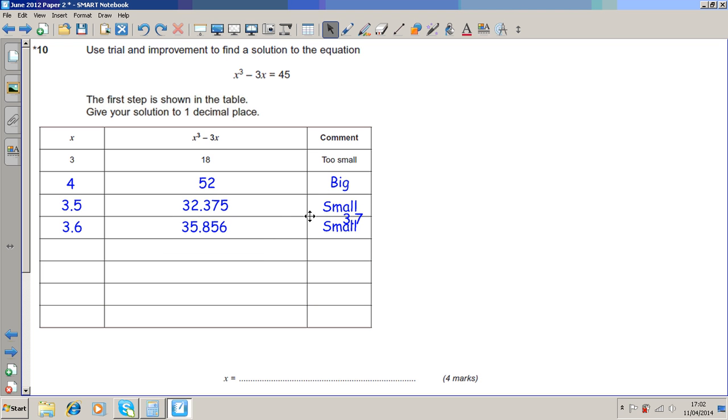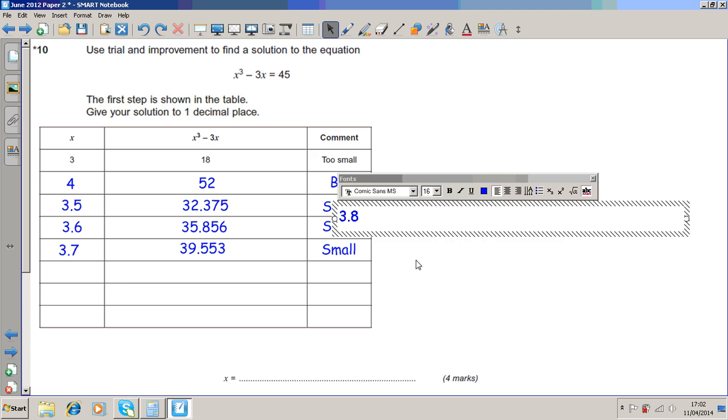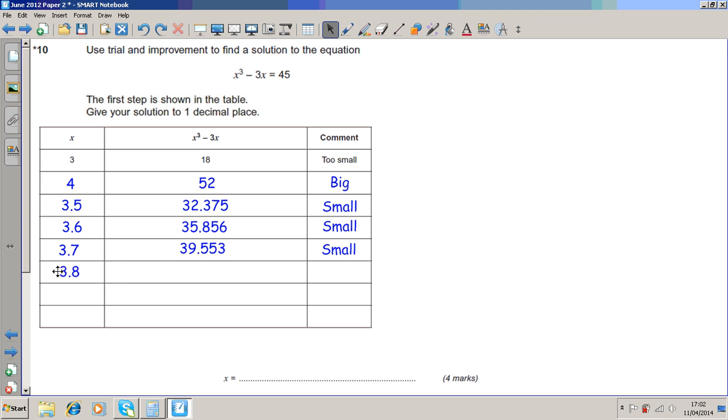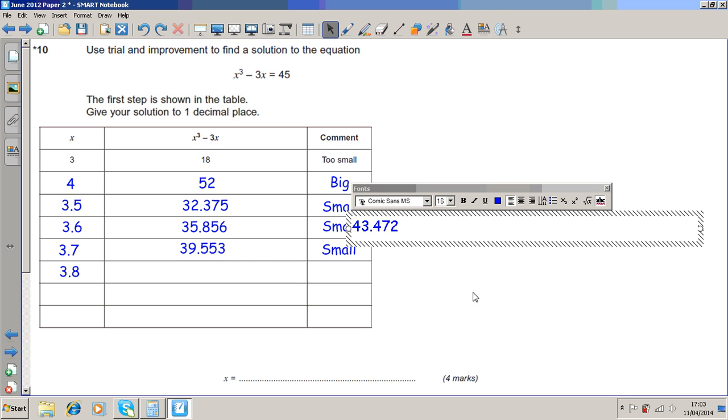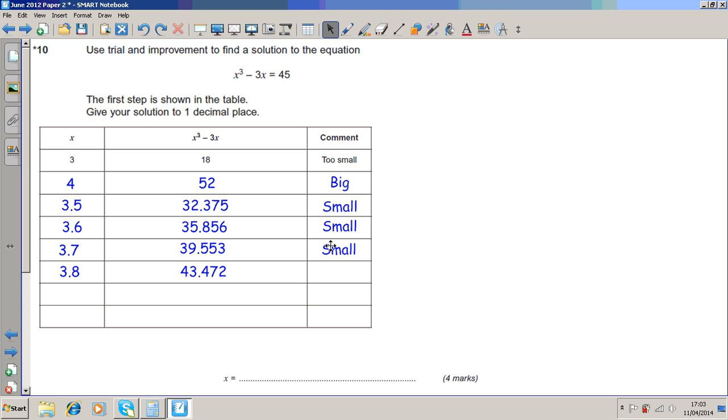So we try 3.7. Give that a whirl. 3.7 cubed minus 3 lots of 3.7 is 39.553. We're still too small. We'll go 3.8. 3.8 cubed minus 3 lots of 3.8 is going to be 43.472. We're getting closer, but we're still too small.